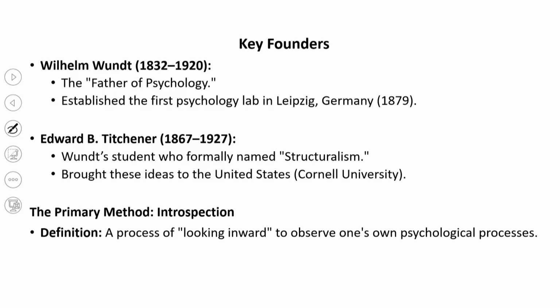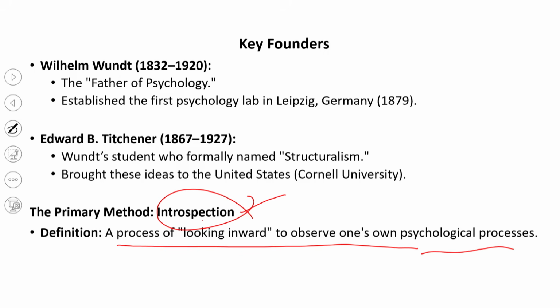So, who were the key founders? Wilhelm Wundt and his disciples were the main persons who developed this school of thought. As we already discussed, Wilhelm Wundt is also called the father of psychology. His disciple Edward B. Titchener gave the formal name of the school of thought called structuralism, and he also brought these ideas into the United States. The primary method through which they were trying to understand the structure of the human mind is called introspection. Introspection means the process of looking inward by observing one's own psychological processes.